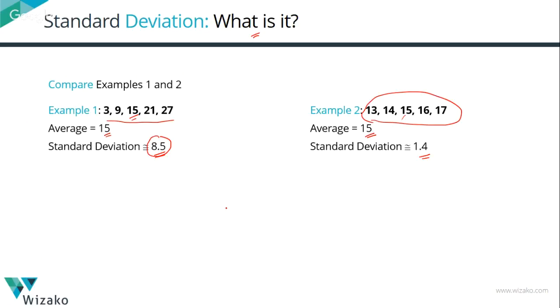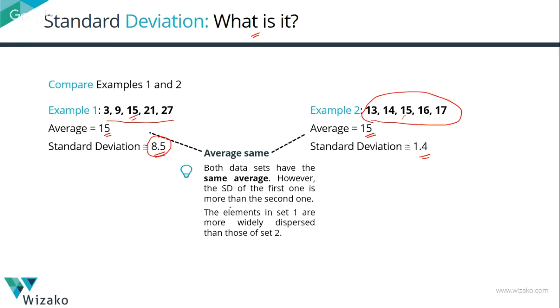So what does the standard deviation actually measure? Standard deviation actually measures basically the extent to which the elements in a data set are dispersed. If the elements are widely dispersed, then the standard deviation is going to be a higher number. If the elements are closer to the mean, then the standard deviation is going to be a lower number. That's why you see a higher standard deviation for the first set and the lower standard deviation for the second set.